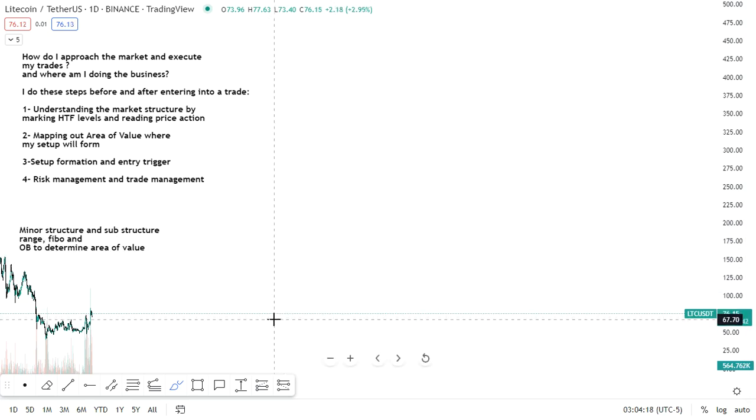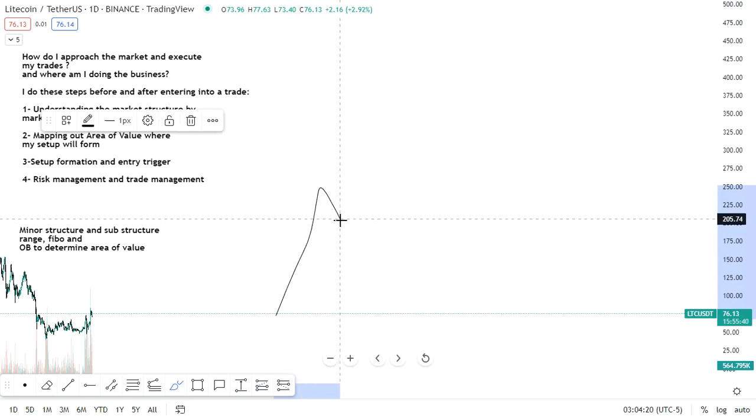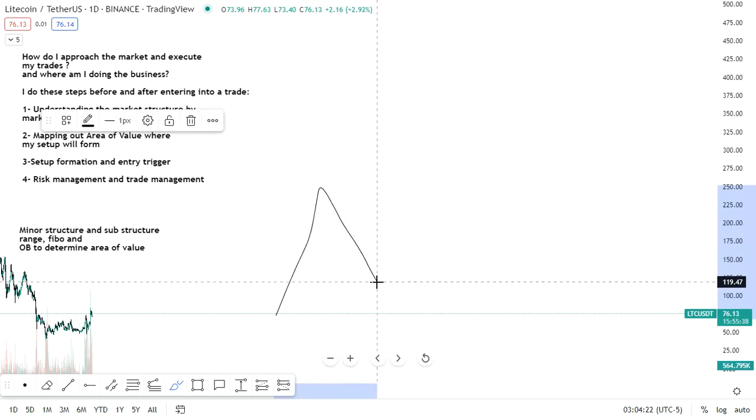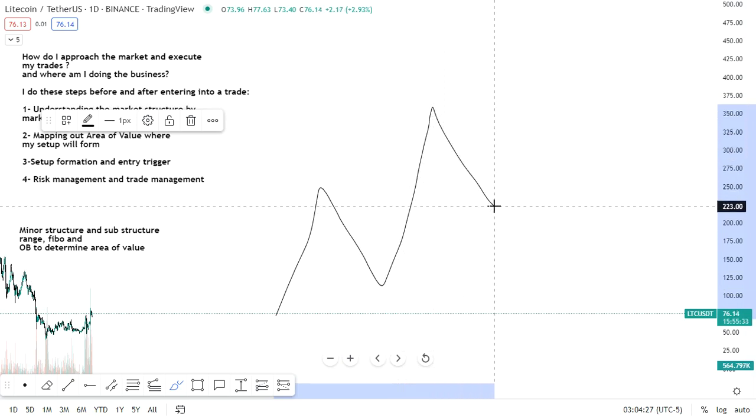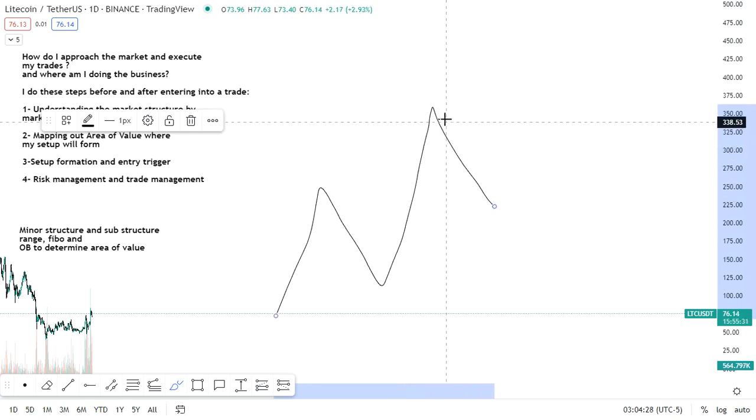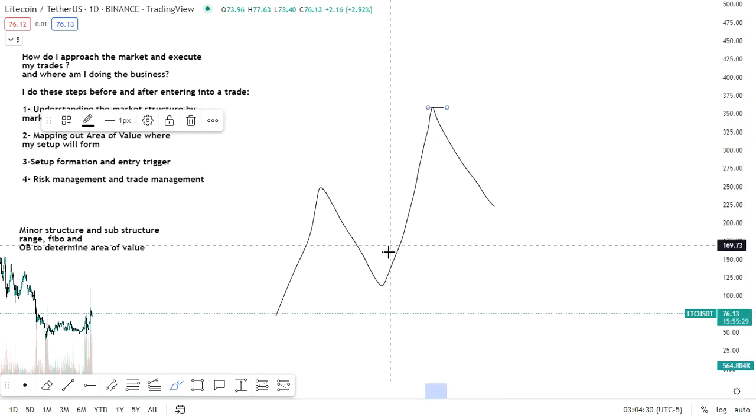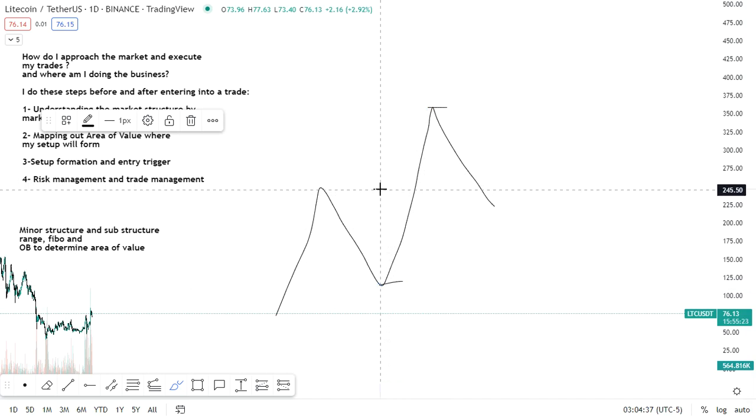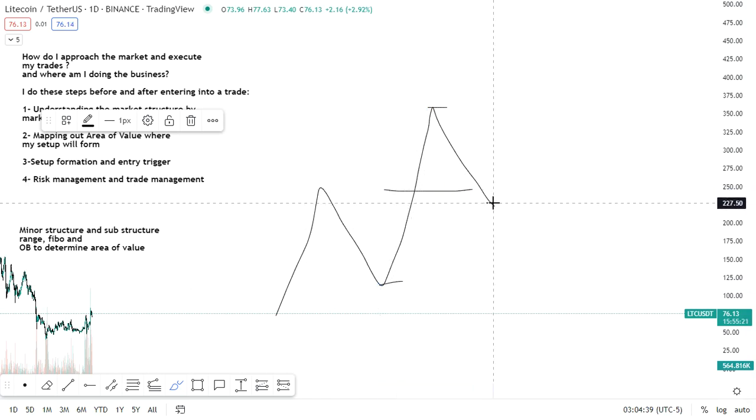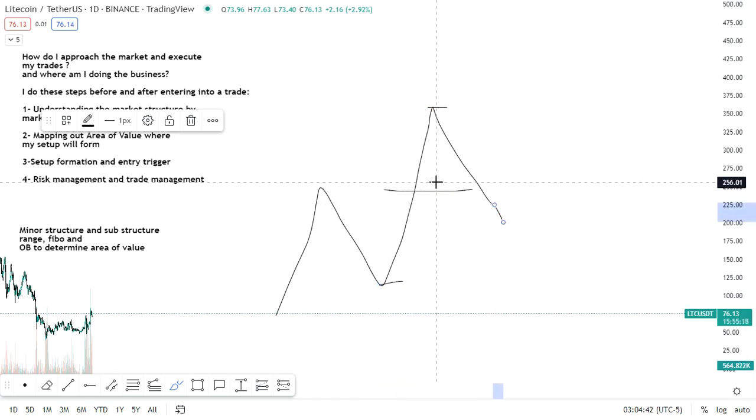For example, if we are in an uptrend like this, we make a high, then we do a correction, and then we make a higher high, and again we do a correction. So this is the move: swing high, swing low, and anything below the 50% of this move is discount like this. So basically this area is area of value.